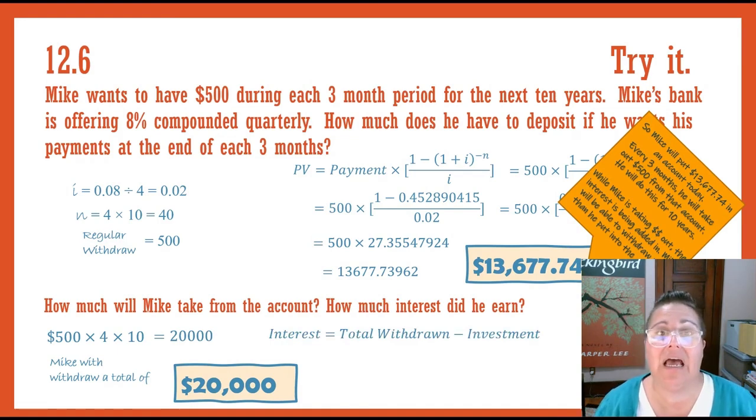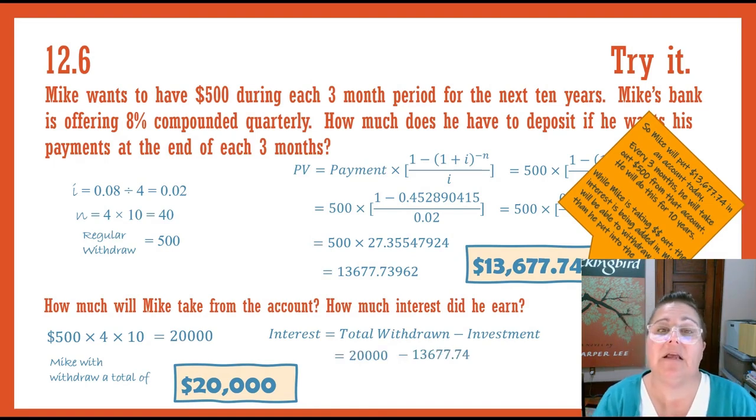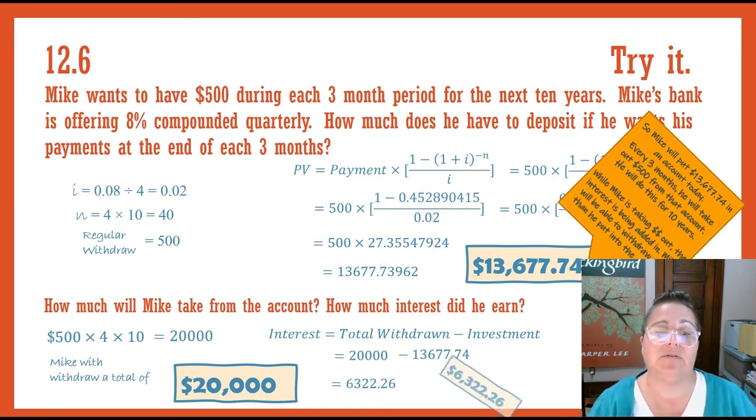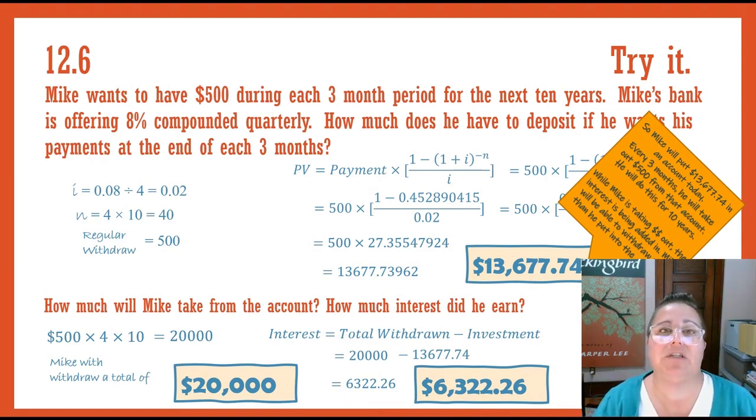Well, we can take the total amount that's withdrawn, the $20,000, and subtract Mike's original investment from it, the $13,677.74, or $6,322.26, and that's what's going to be earned in interest. That interest makes it possible for Mike to put less money in than he's going to be taking out.